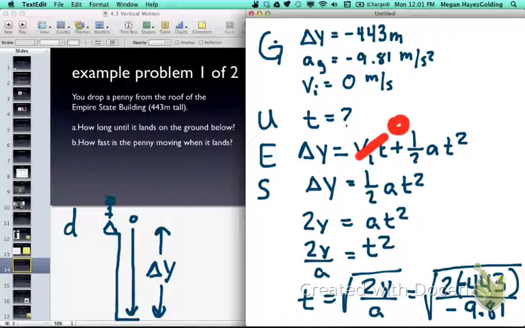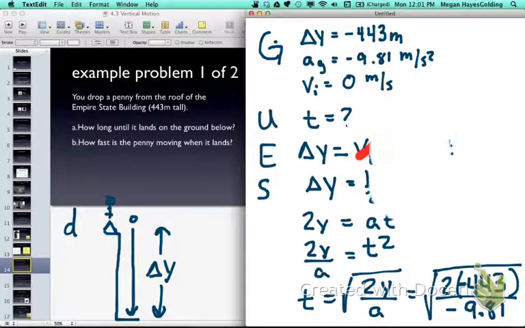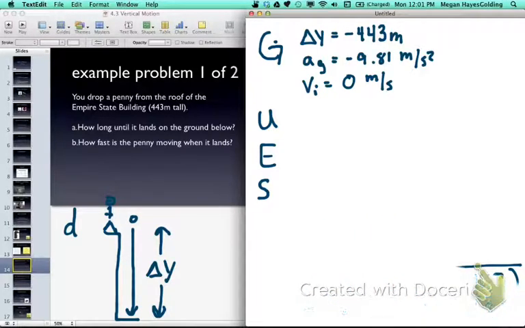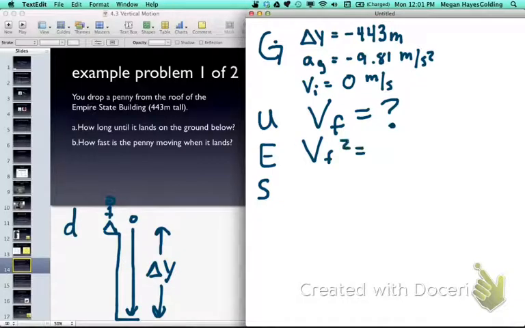Let's now erase what we have here. And we're going to back up and answer the second half of the question, how fast when it lands. Okay, the unknown there, final velocity. So let's observe our equations. Honestly, at this point, because we know the time, any equation would work. I'm going to choose this equation, though. And I'm trying to solve for VF.